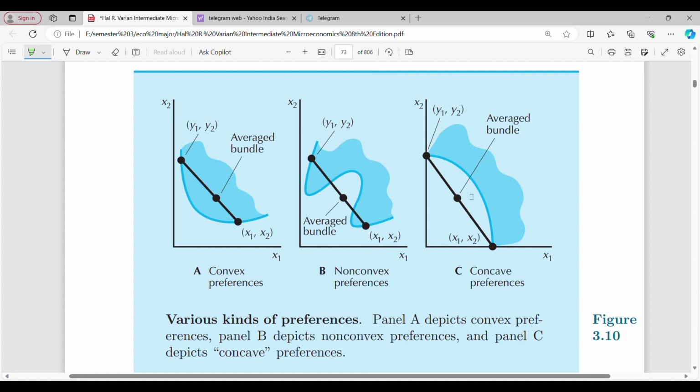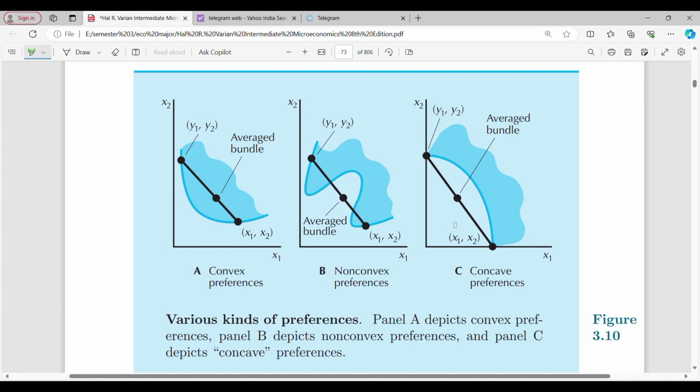5 ice creams and 5 olives means it will come to this point, this average point. So the consumer is not ready for that. It means that the consumer prefers to specialize at least to some degree and to consume only one of the goods. So he does not want an equal amount of 5 ice cream and 5 olives. He just wants at least 8 ice cream and 8 olives, or here, 2 ice cream and 8 olives.